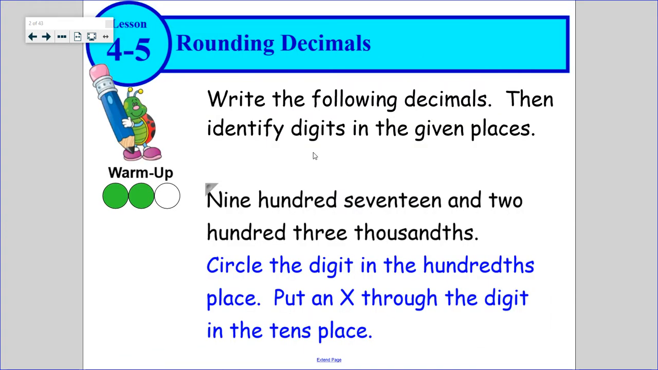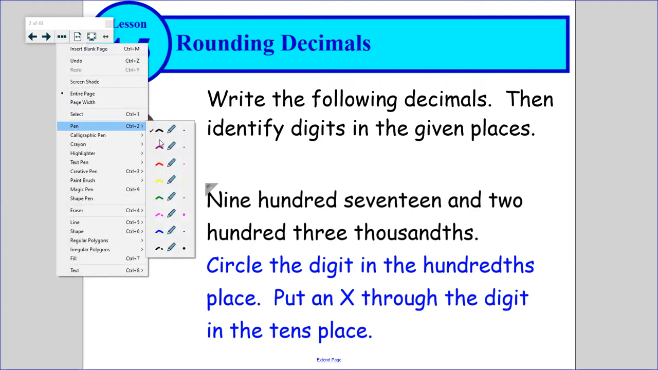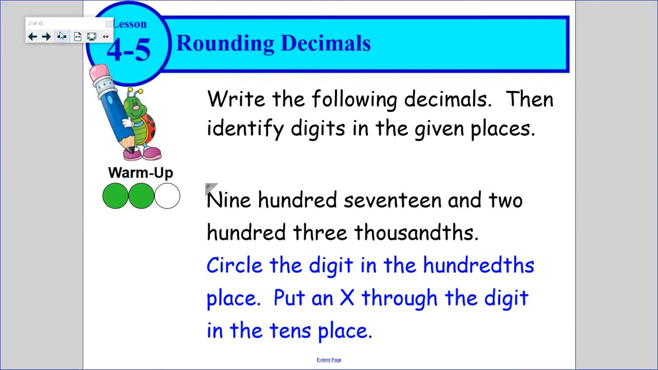So for a little warm-up, let's write the following decimals and then identify the digits in the given places. So we have 917 and 203 thousandths. They want us to circle the digit in the hundredths place and put an X through the digit in the tens place. So pause your video, write this number out, and complete this task.